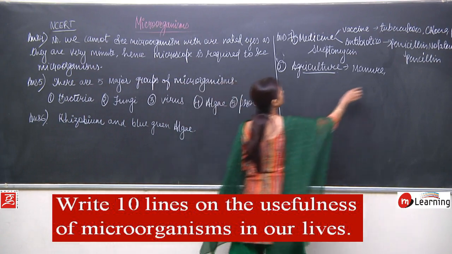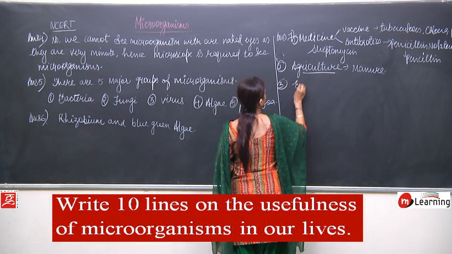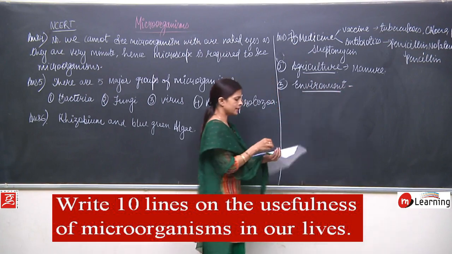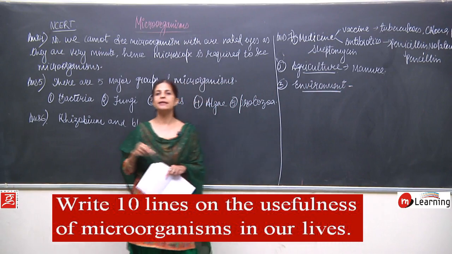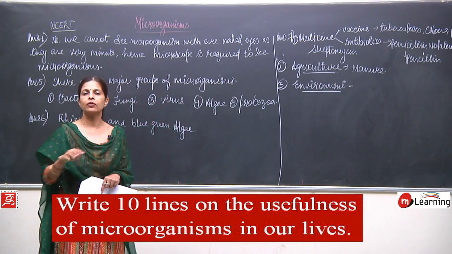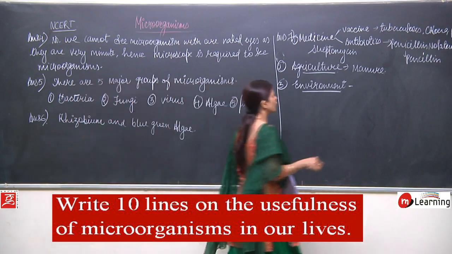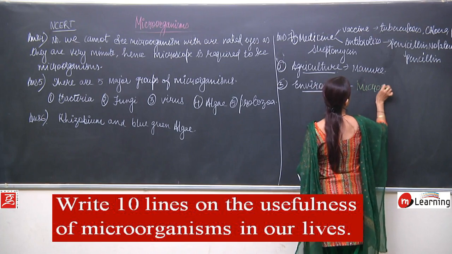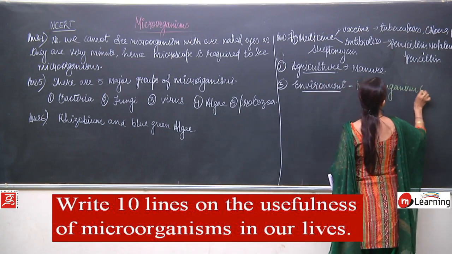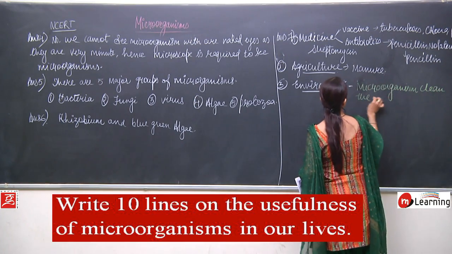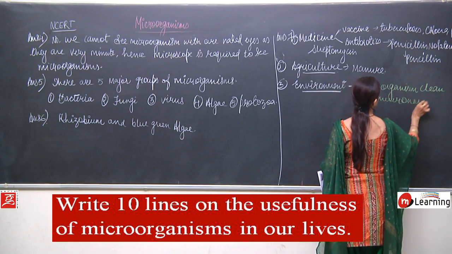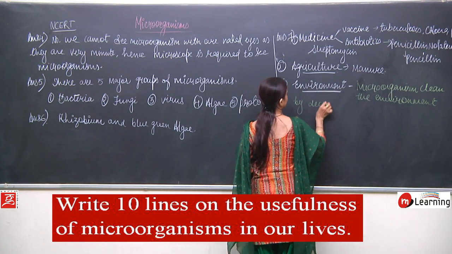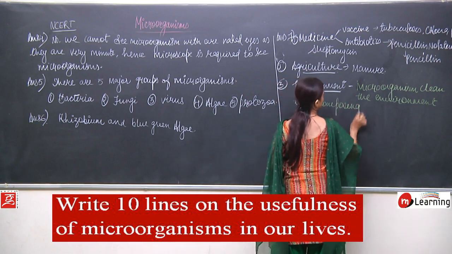And if I talk about environment now, for the environment also it is very essential. Why is it essential? Because the dead and decayed parts get converted, and the earth gets rid of all dead and decayed waste material only because of the microorganisms. That means microorganisms clean the environment by decomposing the waste.